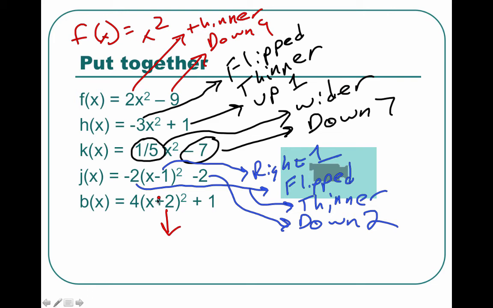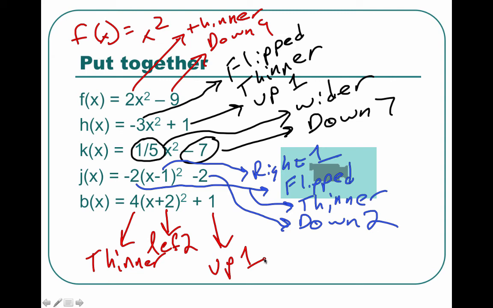Last one. Remember the opposite idea. This means left 2. This means skinnier, thinner, or faster. Thinner is fine. And this is up 1. You can check those things by putting those into your calculator and checking to see whether or not that's what happens. Okay, we're going to stop right there, and you can get working on your 2.7 homework.